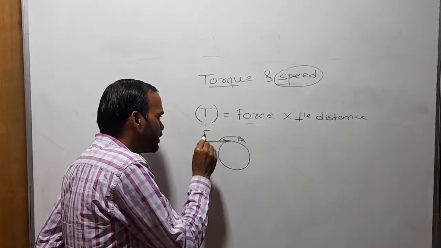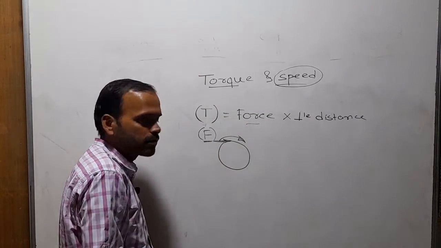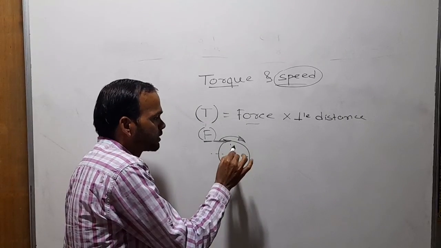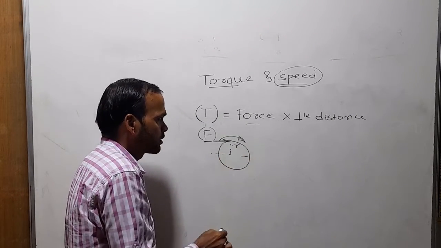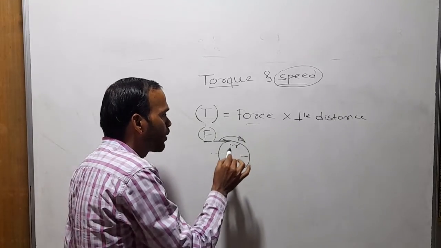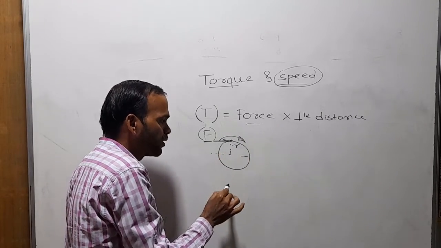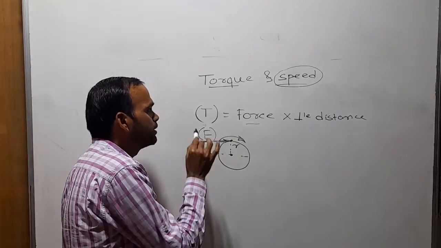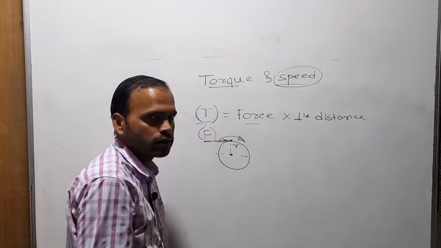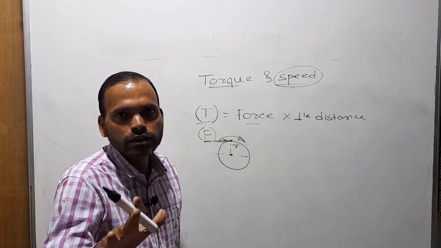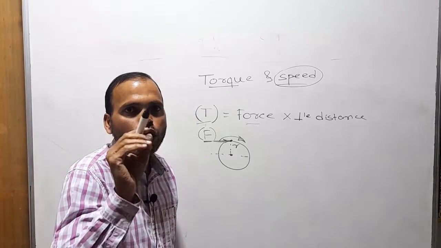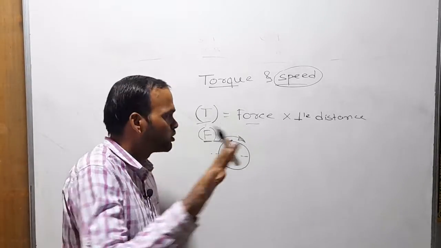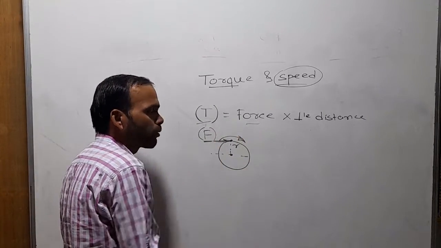Now, if this force is indicated by F, and it is multiplied by the perpendicular distance, that is the radius in this case, then this force into the perpendicular distance from the point of application of the force up to the center is called torque. So remember my words, the point to remember is that torque is always for a rotating component, and that is always indicated by force into perpendicular distance.